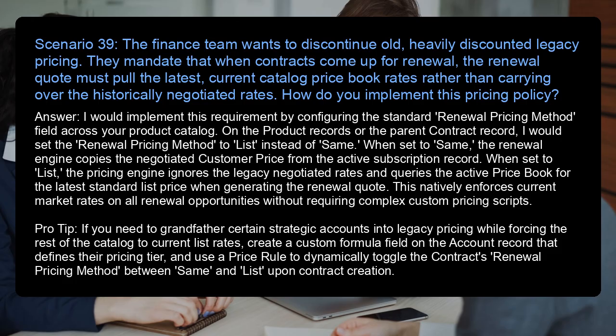Pro tip: if you need to grandfather certain strategic accounts into legacy pricing while forcing the rest of the catalog to current list rates, create a custom formula field on the account record that defines their pricing tier, and use a price rule to dynamically toggle the contract's renewal pricing method between same and list upon contract creation.